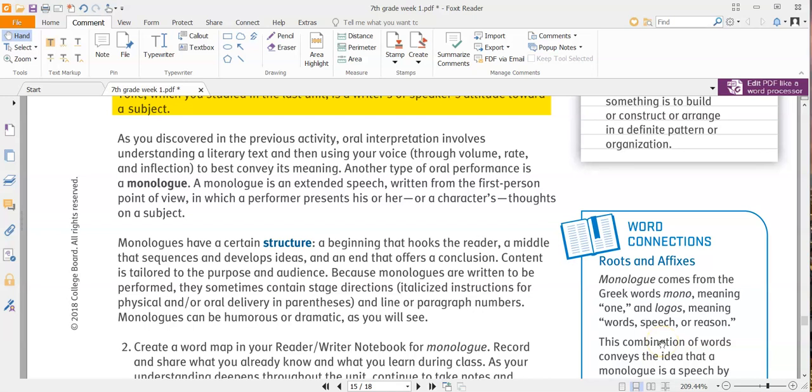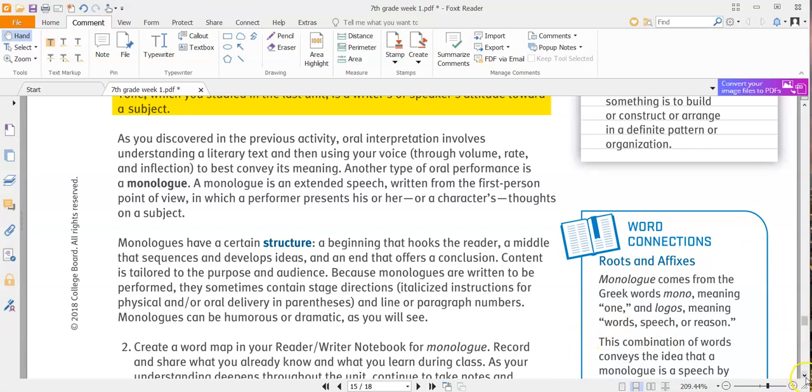Monologues have a certain structure, a beginning that hooks the reader, a middle that sequences and develops ideas, and an end that offers a conclusion. Content is tailored to the purpose and audience. Because monologues are written to be performed, they sometimes contain stage directions, which are the italicized instructions for physical and or oral delivery in parentheses, and lines or paragraph numbers. Monologues can be humorous or dramatic, as you will see.